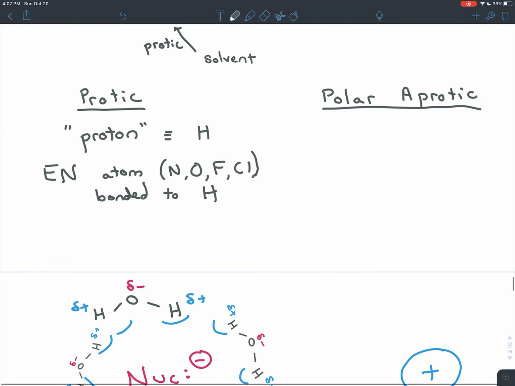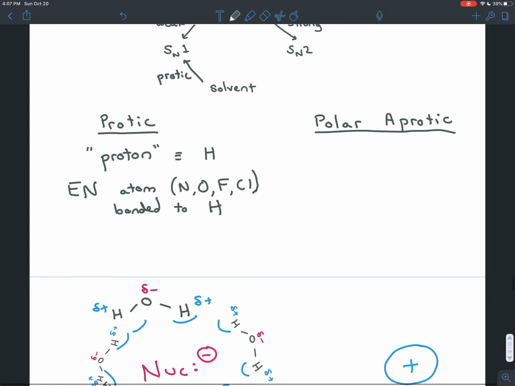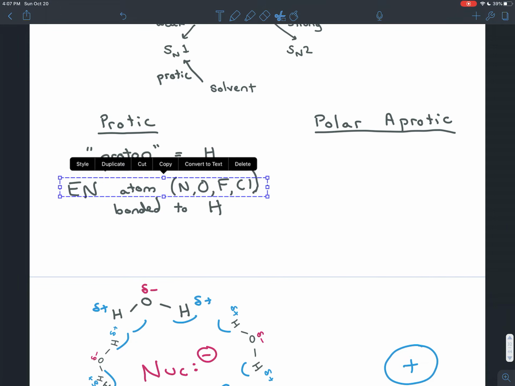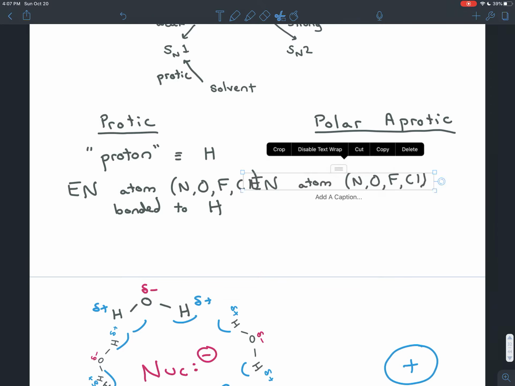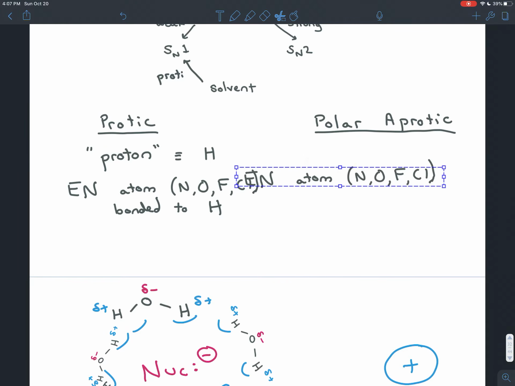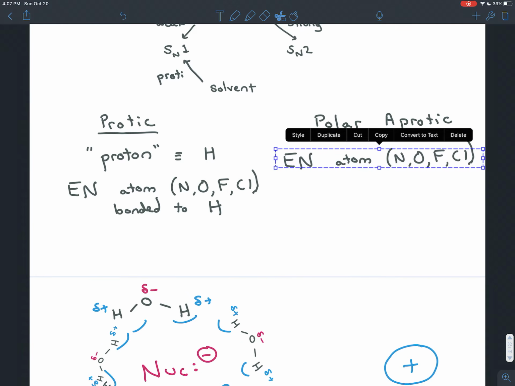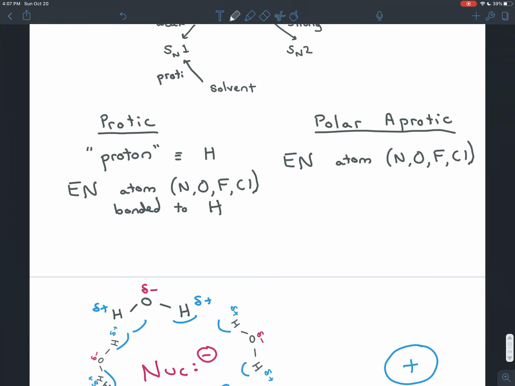Okay, well, the other type of solvent are polar aprotic solvents. Now, this polarity is still coming from differences in electronegativity. So you still have an electronegative atom, something like nitrogen, oxygen, fluorine, chlorine. But it's not bonded to hydrogen.